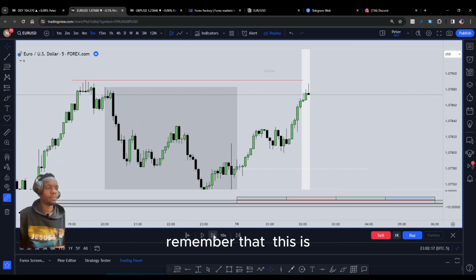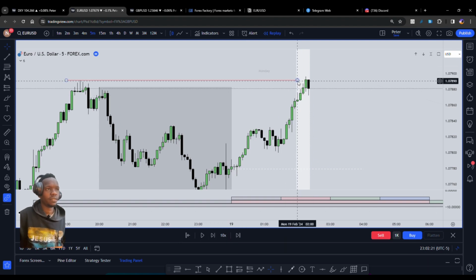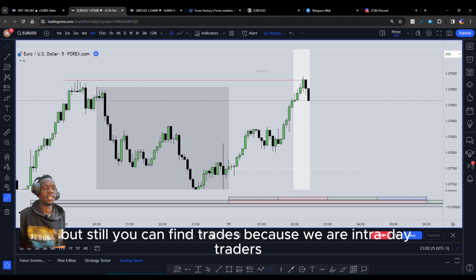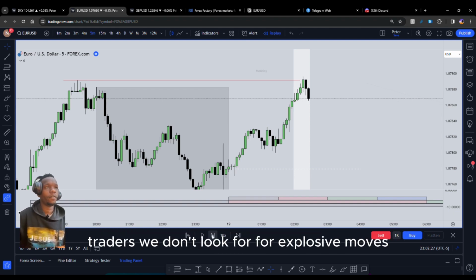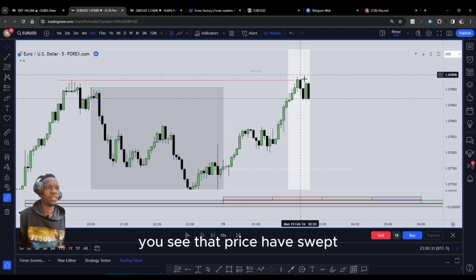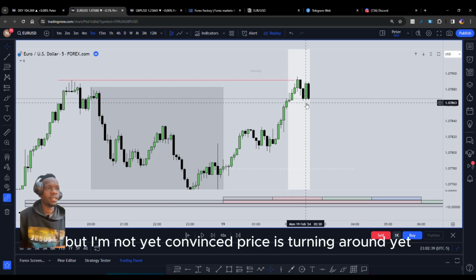Remember that this is the bank holiday. You don't expect so much volatility, but still you can find trades because we are intraday traders. We don't look for explosive moves. At this point you see that price has swept, and we have seen some good rejection here, but I'm not yet convinced price is turning around.